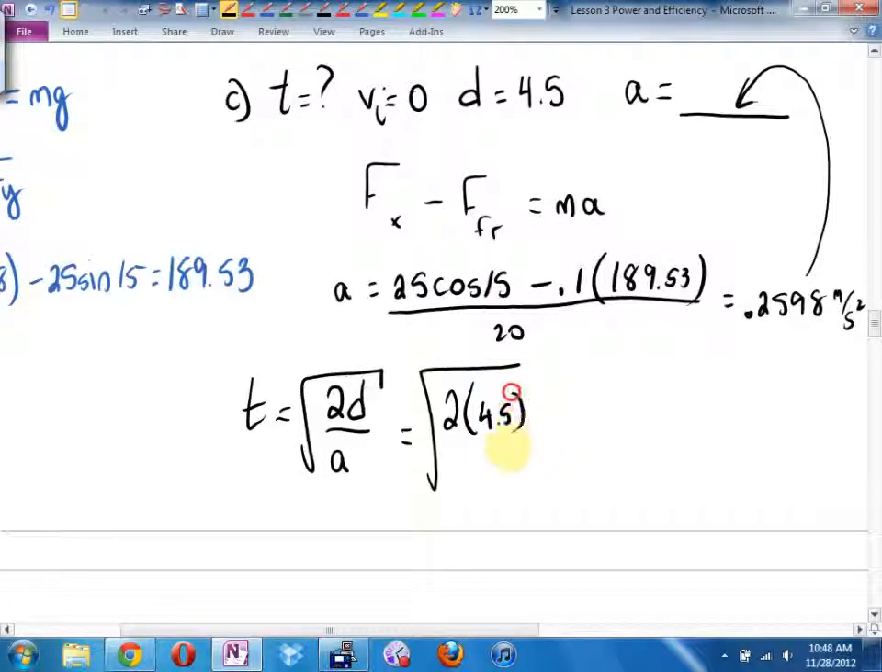4.5 divided by 0.2598. You get 5.9 seconds. Woohoo!